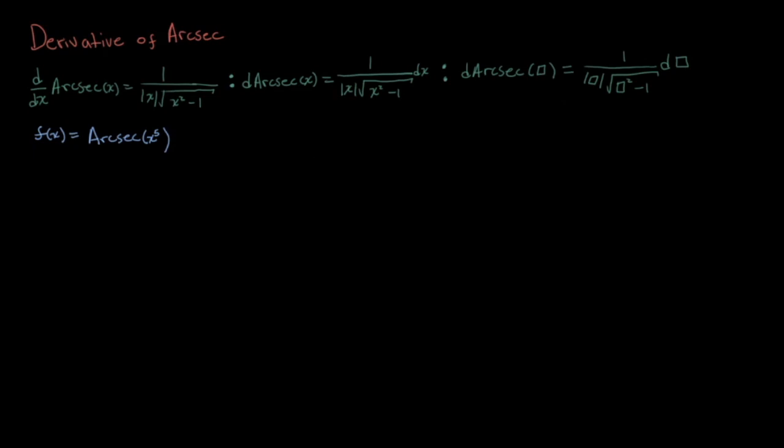So let's do an example here. We were given a function f at x equals arcsecant of x to the power of 5. How do we get the derivative of that? Well, we just follow that same format. So we go f prime at x. Another way we can write it is in Leibniz notation, df at x by dx, is equal to this right here.